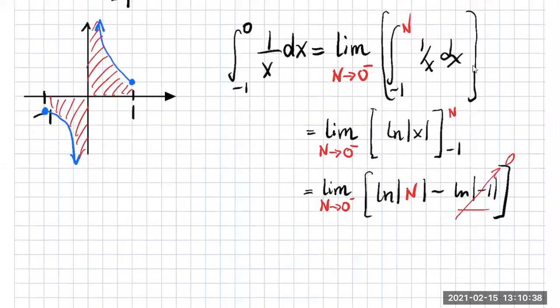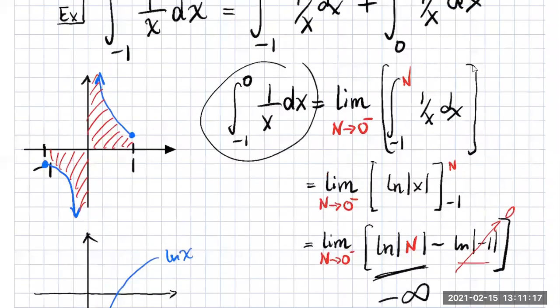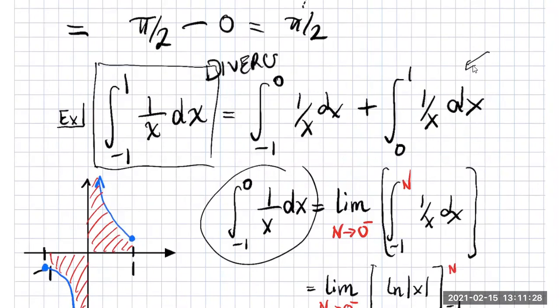And just in case you forgot, here's what the graph of the basic logarithmic function looks like. Notice that the closer you get to 0, the further down it goes to -infinity. And so therefore, this one right here is not a finite number, gang. And so this integral diverges. There's no point in trying to find the second integral. The first one diverged, so that means the original integral diverges.